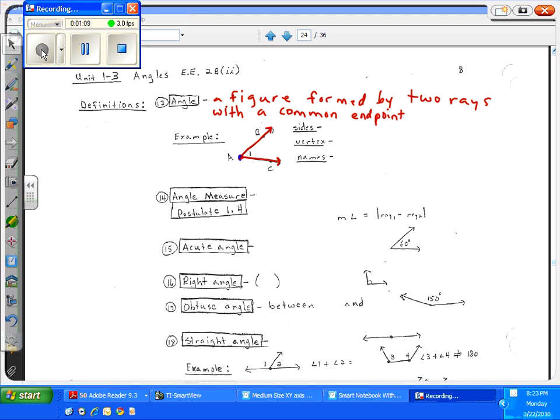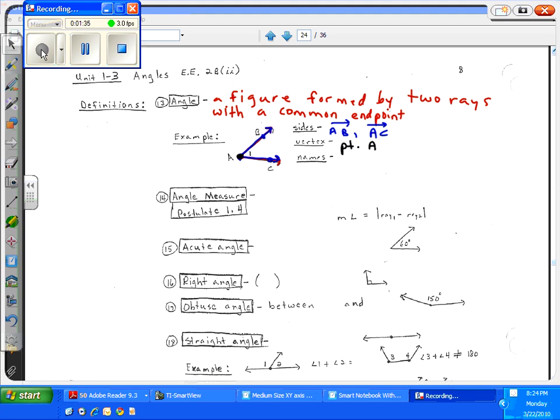Again, the two rays are called the sides, so one of the sides is ray AB. Remember, we name a ray with the endpoint first and then a point on the side second. And the other ray then would be ray AC. The vertex is that common endpoint, point A.